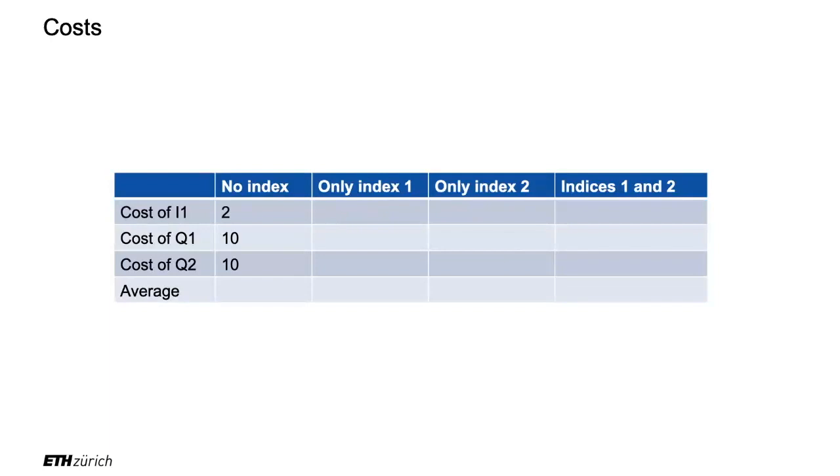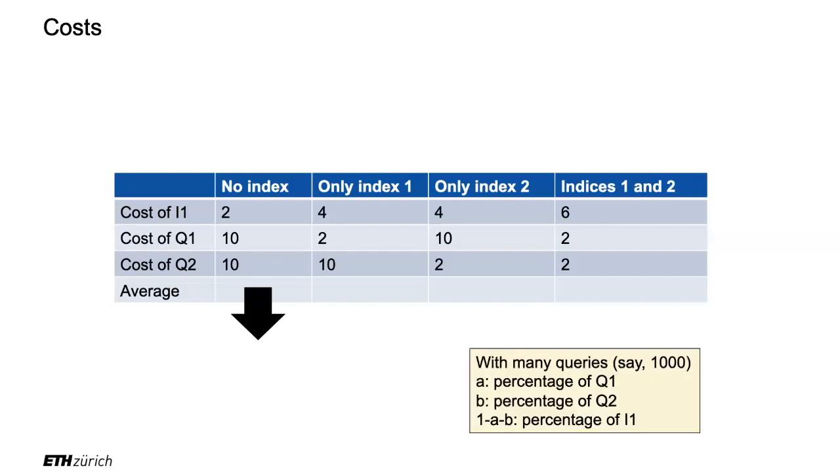You compute things with simple models like this in terms of costs, right? With no index, the cost of an insertion is low, but the queries are very slow. With one index, one of the queries is faster, but updates are a bit slower. With only the other index, it is the other way around: query 2 is now faster, but not query 1, and insertion is slower. With two indices, both queries are faster, but insertion is even slower, right?